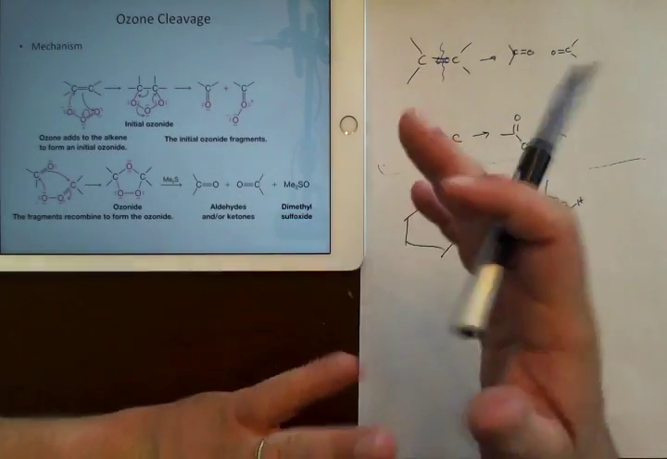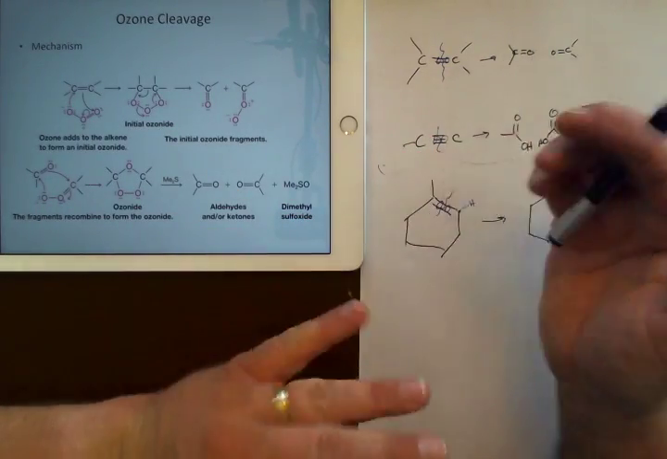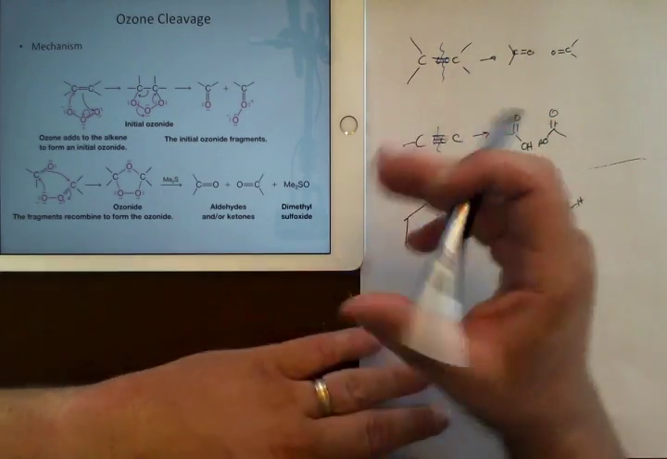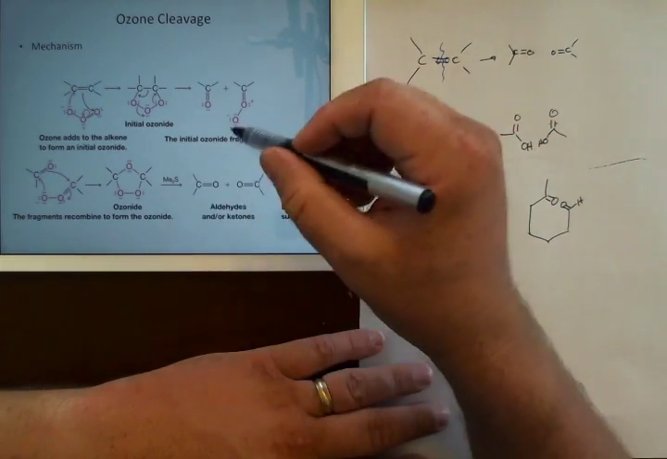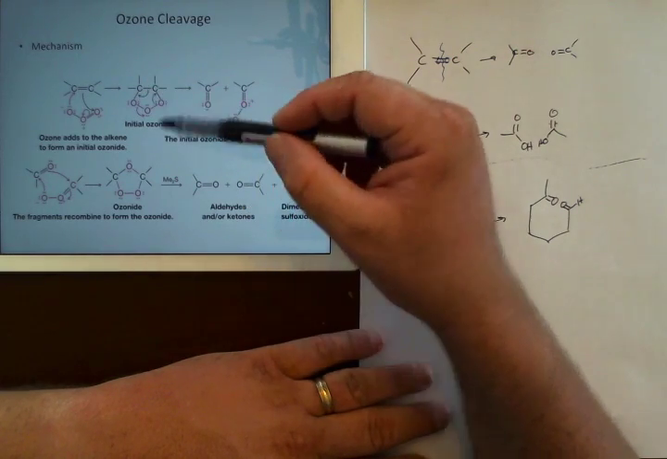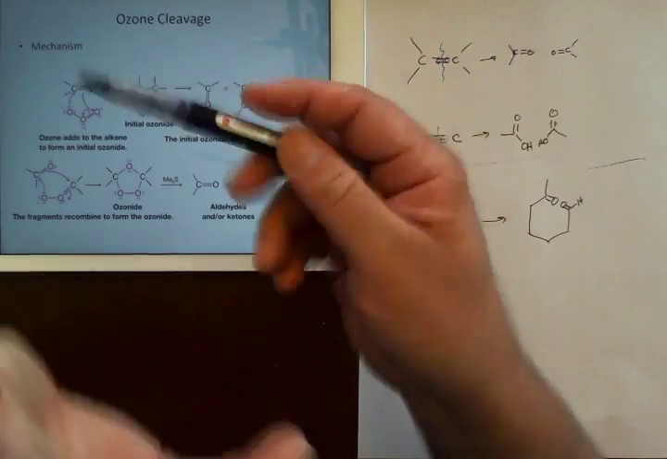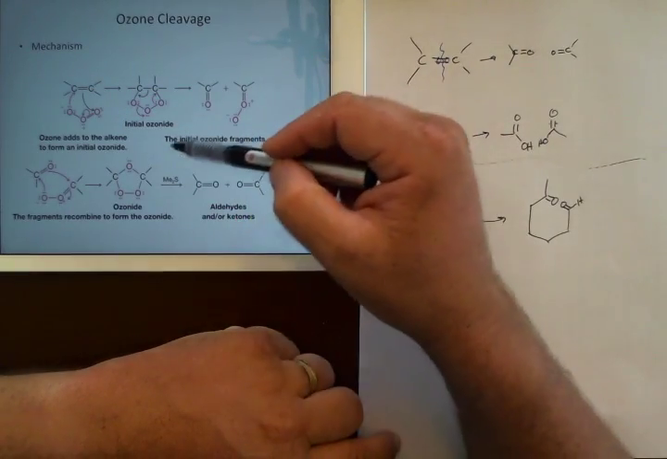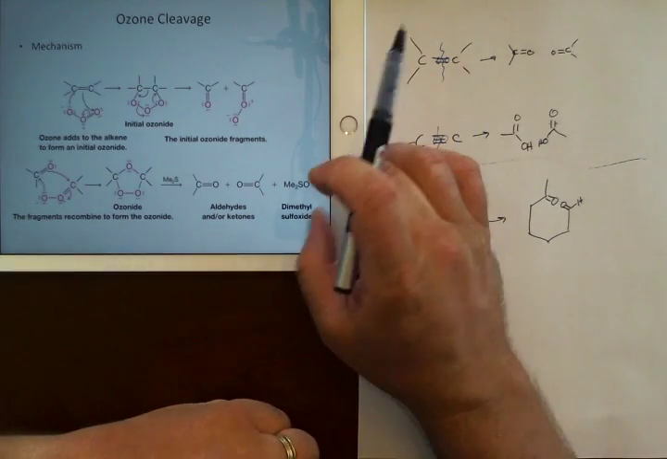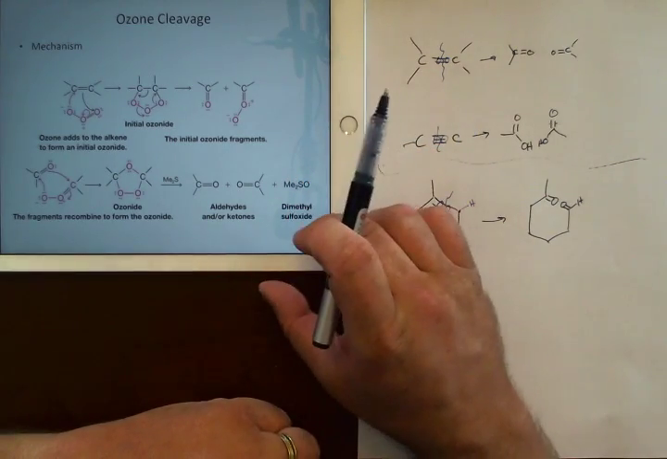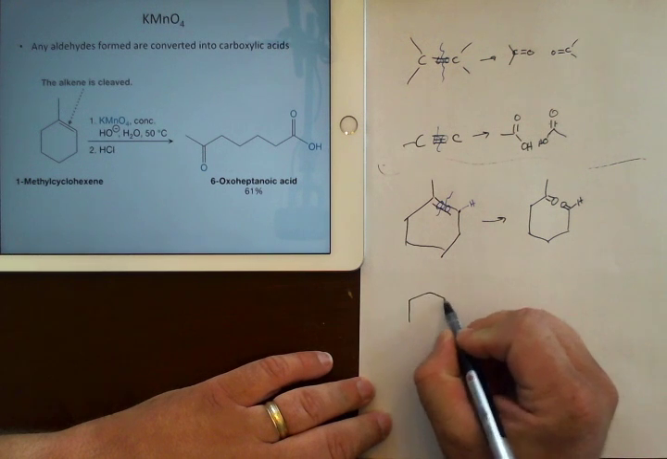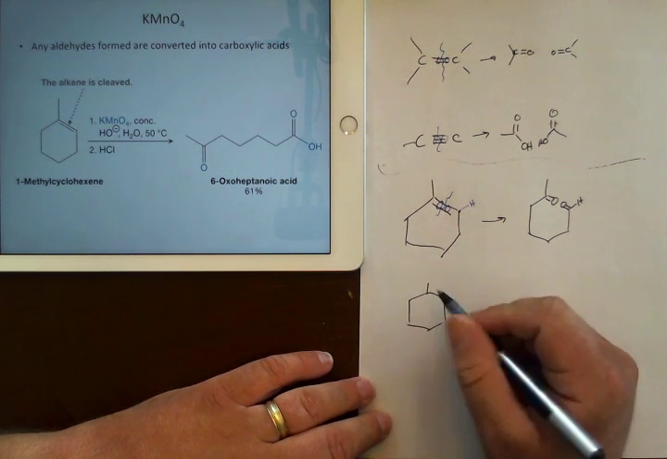And here's the mechanism. I don't know if they've figured out exactly how it works, but you form this initial ozonide here, and then you form this right here. It kind of rearranges itself to make this ozonide, and then it cleaves, releasing dimethyl sulfoxide. Okay, with the KMnO4, if you do that exact same reaction, the aldehydes can't survive.